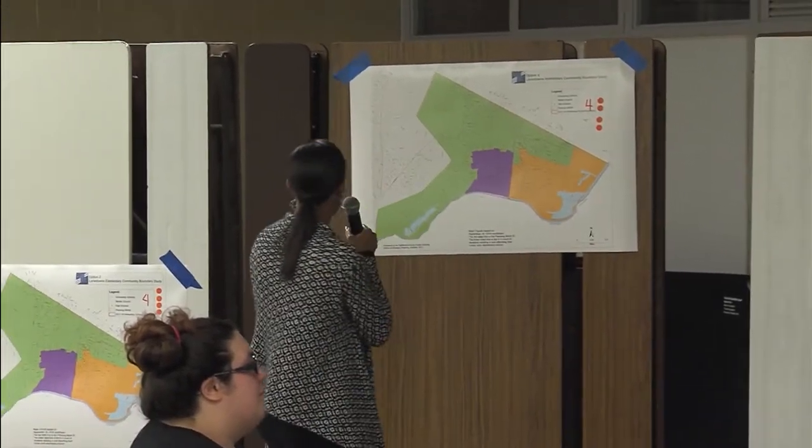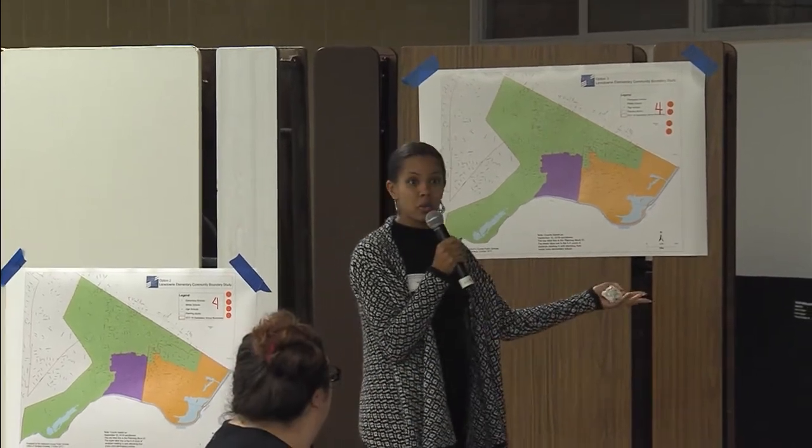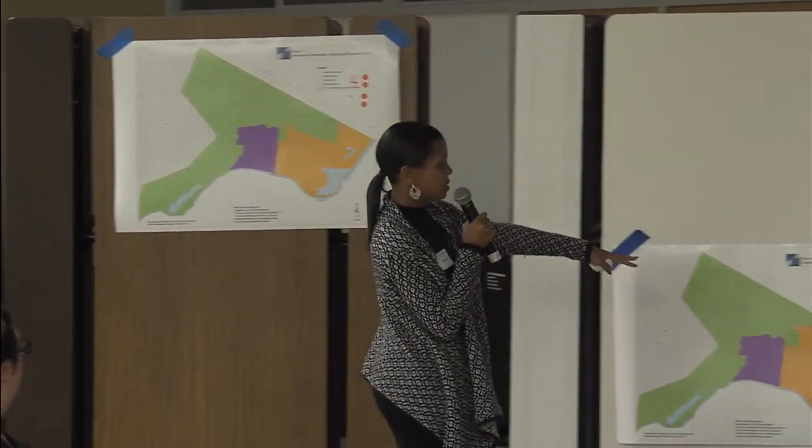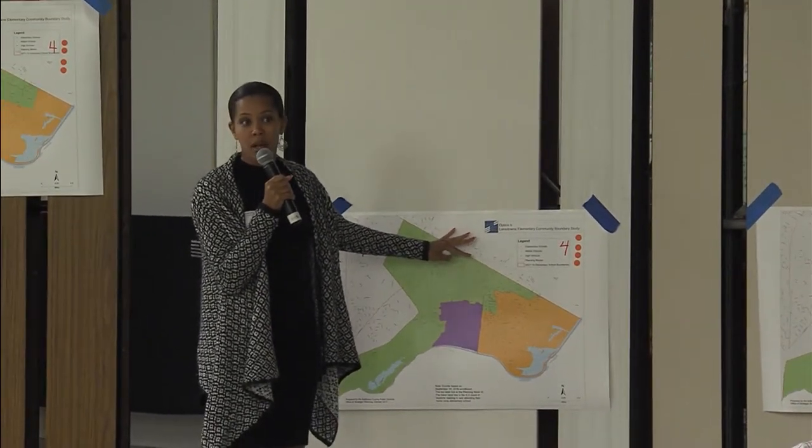So option two, three, and option six got four votes. So I'll just start with option six. Does anybody want to speak to the rationale behind option six?